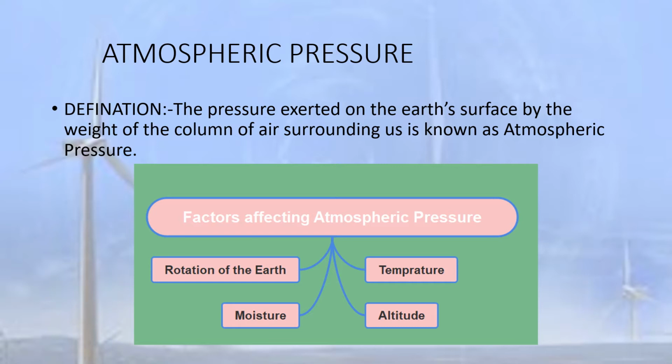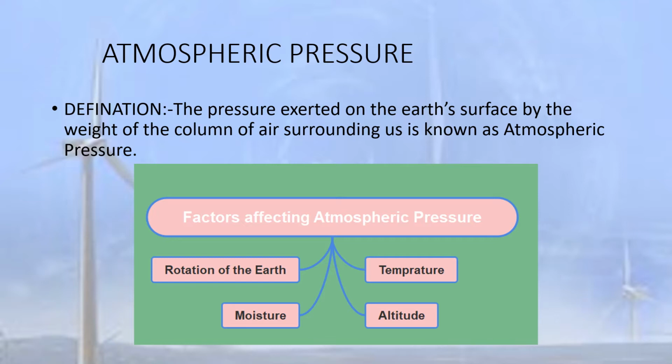The third factor which affects atmospheric pressure is moisture. Air containing water vapors is lighter than dry air. Hence, an increase in the moisture content in the atmosphere leads to a decrease in the pressure.